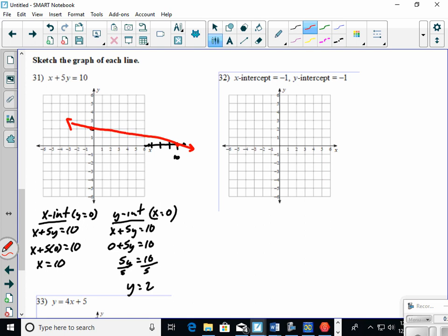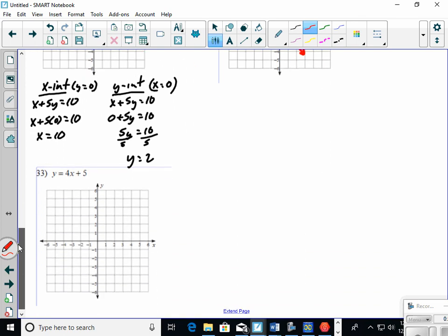Alright, so then number 32, they're giving us the x and y intercepts, so we don't have to do any math here, we just have to plot them. So x-intercept is -1, so -1 on the x. Y-intercept is -1, so -1 on the y. The graph looks like that.